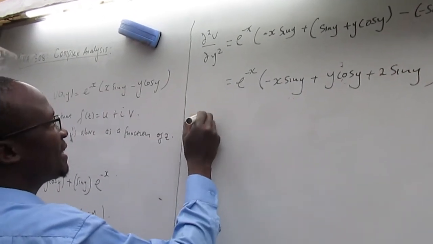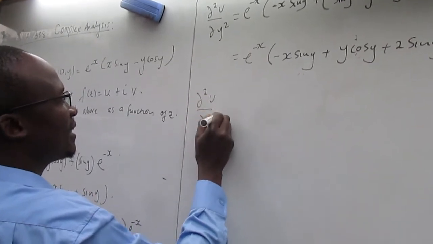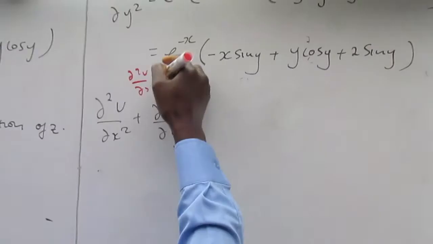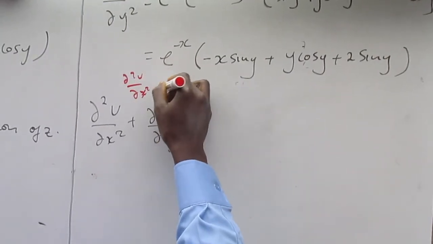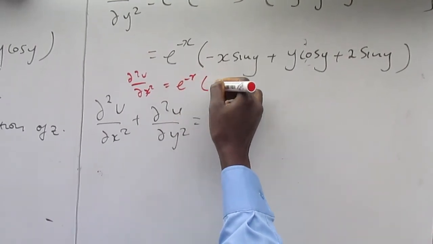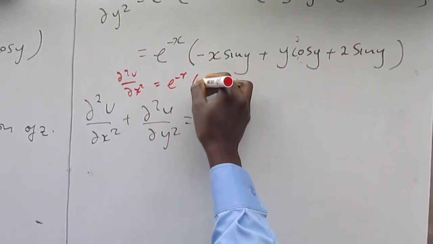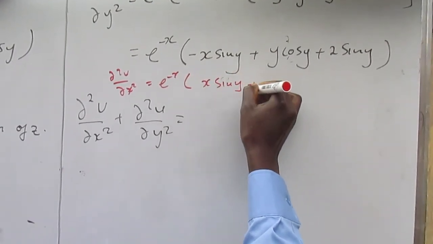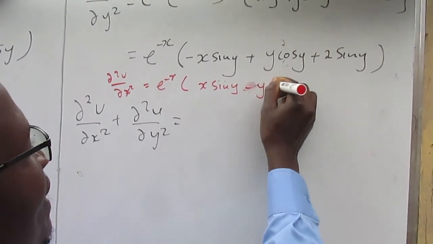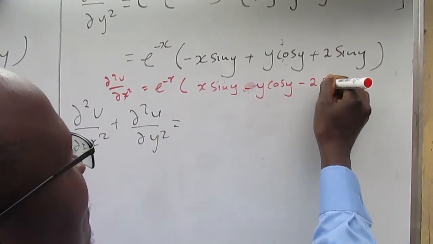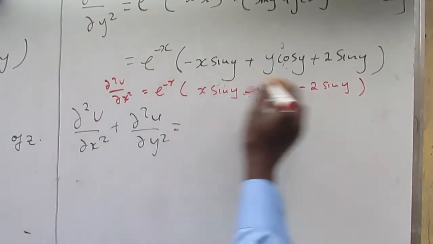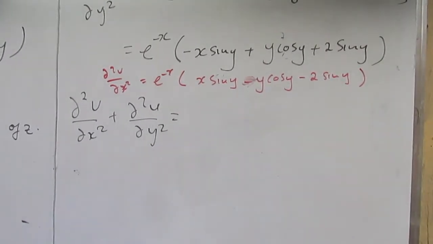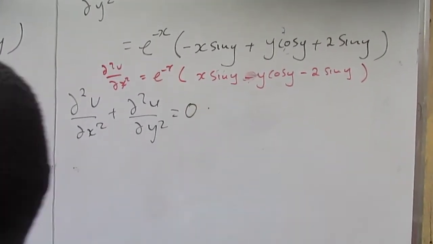And so if we take the second partial of u with respect to x, added to the second partial of u with respect to y, the second partial of u with respect to x is the following: exponential of minus x times x sine y minus y cosine y minus twice sine y. If you compare these two, you notice that if you take the sum of the two, you are going to get 0.